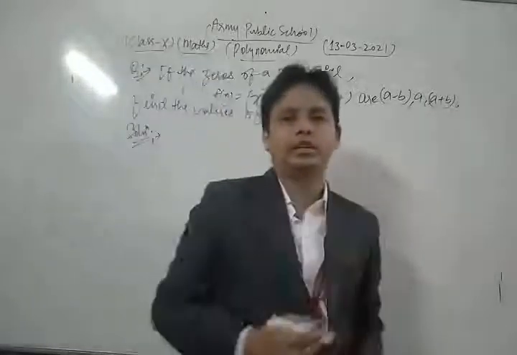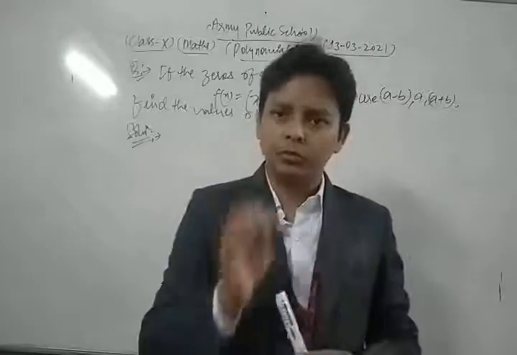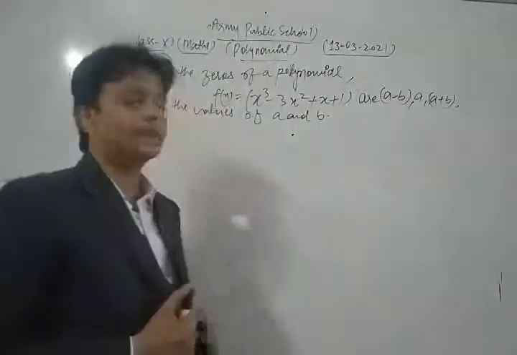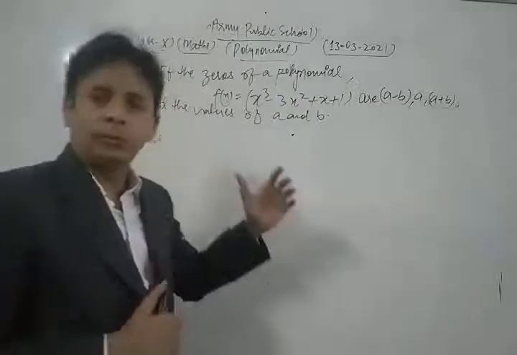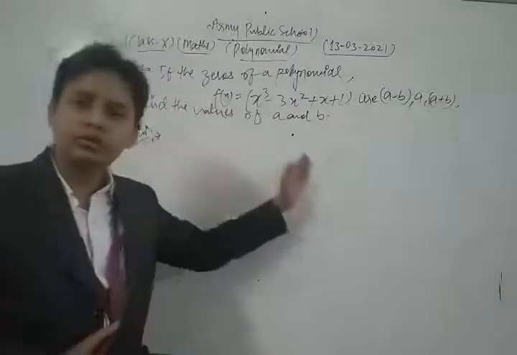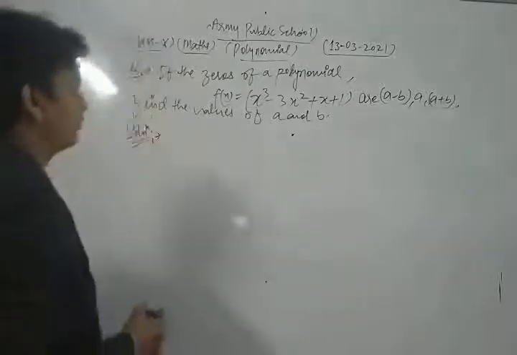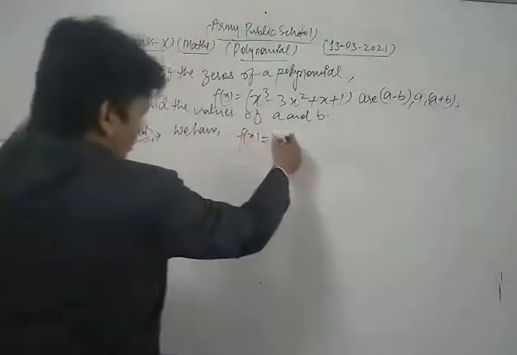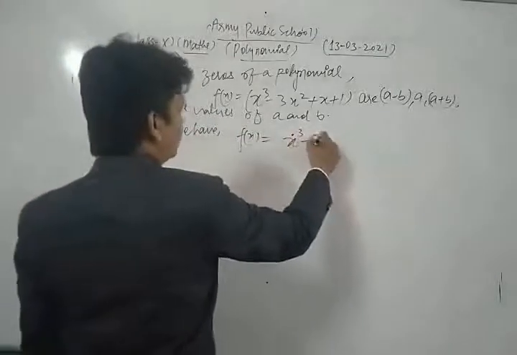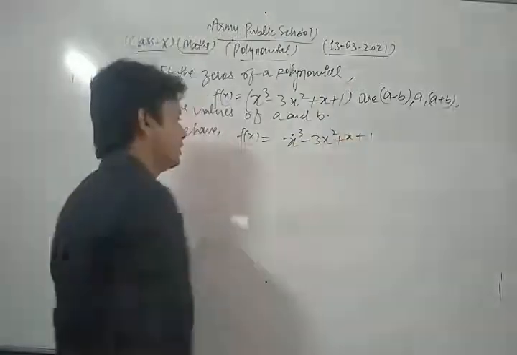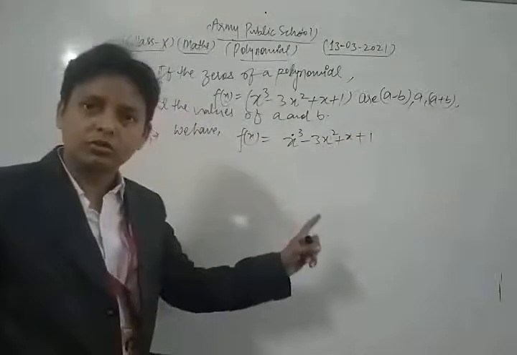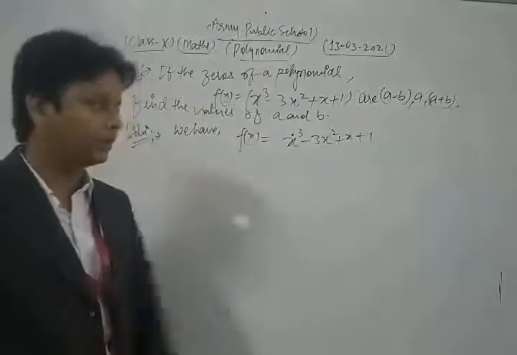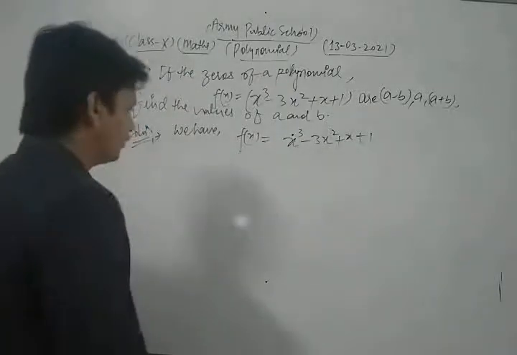Okay, so here the given polynomial is a cubic polynomial, and its zeros are given as a minus b, a and a plus b. We find the values of a and b. First of all, we have the polynomial f of x is equal to x cube minus 3x square plus x plus 1. This is a cubic polynomial, dear student, because the highest power of the variable is 3. Now, first of all, we compare the given equation with the standard form of the equation.